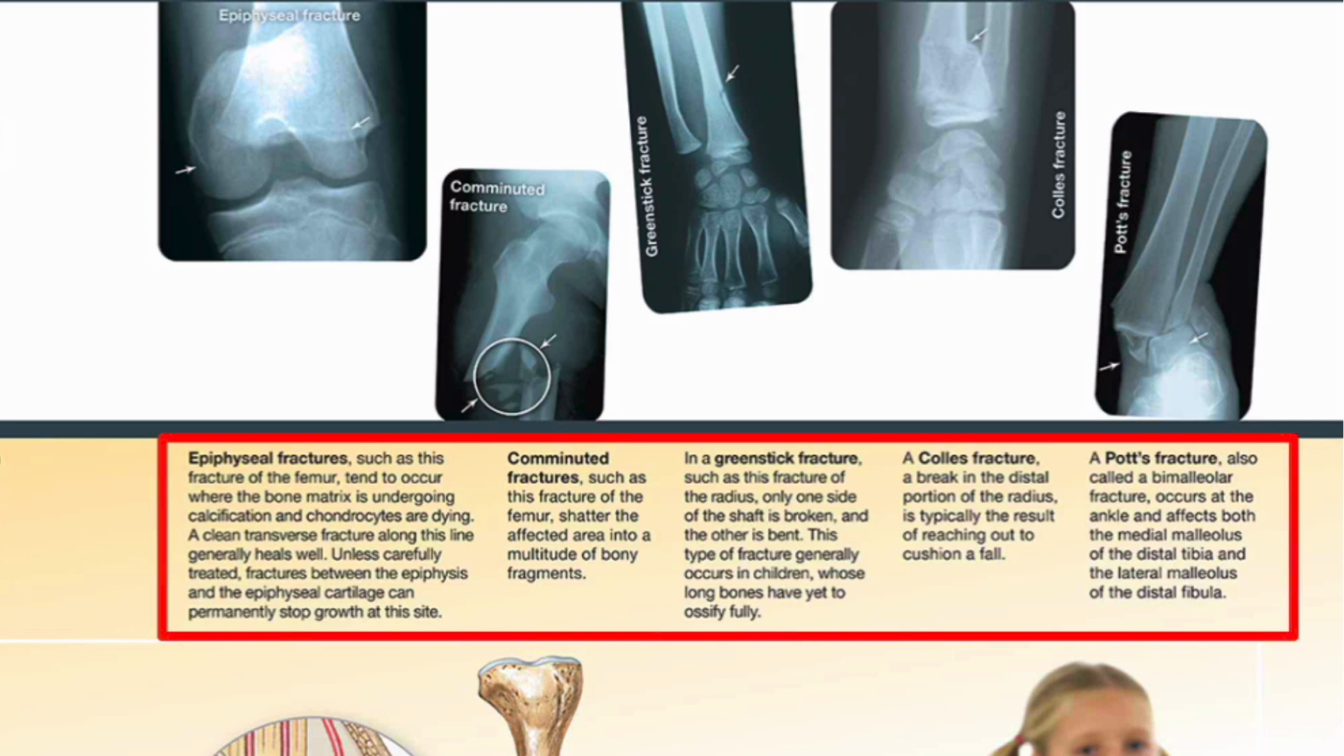In a greenstick fracture, such as this fracture of the radius, only one side of the shaft is broken and the other is bent. This type of fracture generally occurs in children whose long bones have yet to ossify fully. In a Colles fracture, a break in the distal portion of the radius is typically the result of reaching out to cushion a fall. And finally, a Pott's fracture, also called a bimalleolar fracture, occurs at the ankle and affects both the medial malleolus of the distal tibia and the lateral malleolus of the distal fibula.